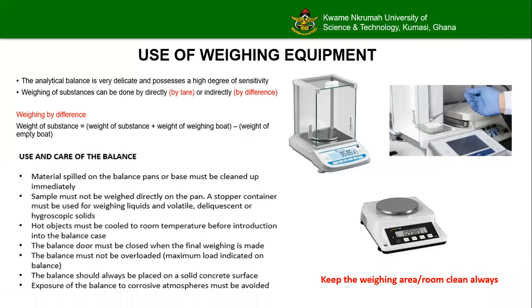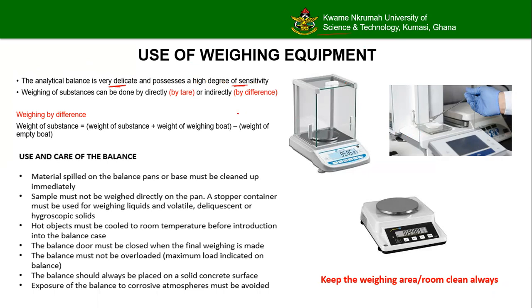So the first one, use of weighing equipment. Now, the main weighing equipment we will use in the lab is called the analytical balance. Now, we are saying it is very delicate. So the first statement means you have to really take care of it. And then it possesses a high degree of sensitivity. That is, it can measure very small weight, right? It can measure very small weight.